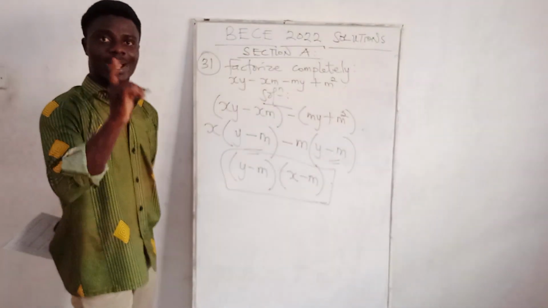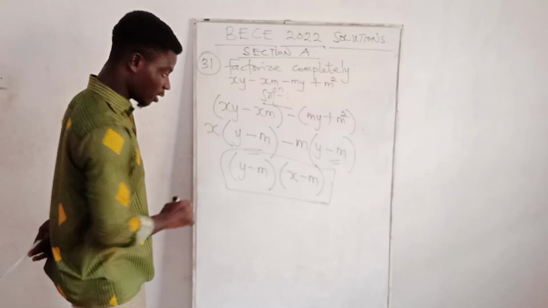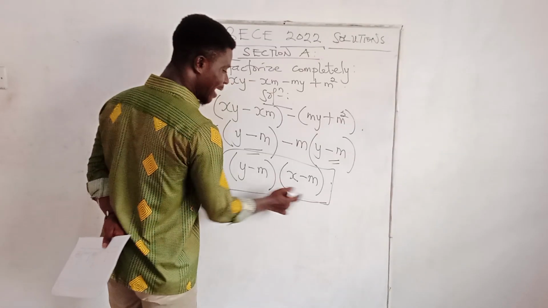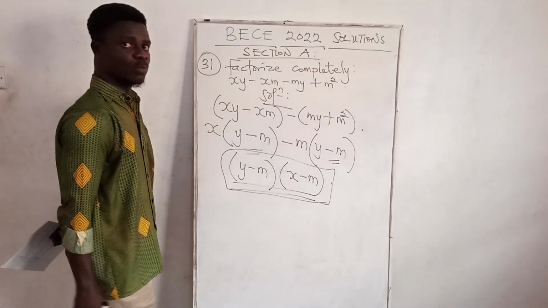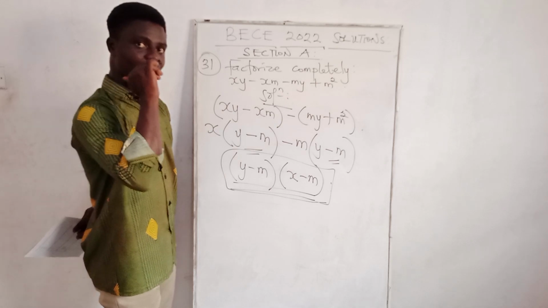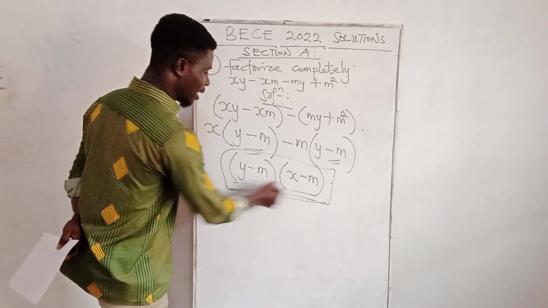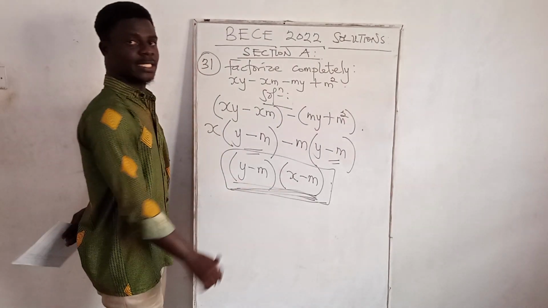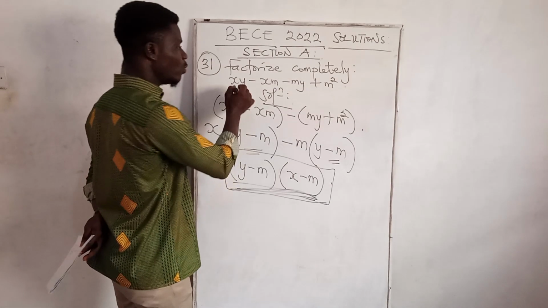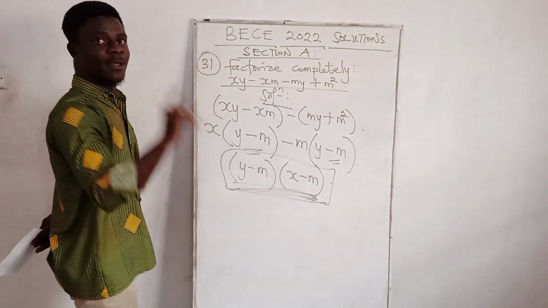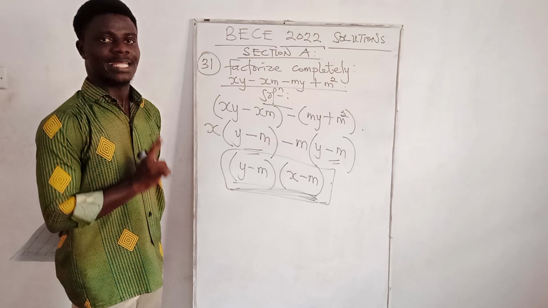I said factorization is the reverse of expansion. So when you multiply this, it is the multiplication of two binomials. Kindly visit my last videos to see how I expand these. When you get the same answer as the original, then you are right.